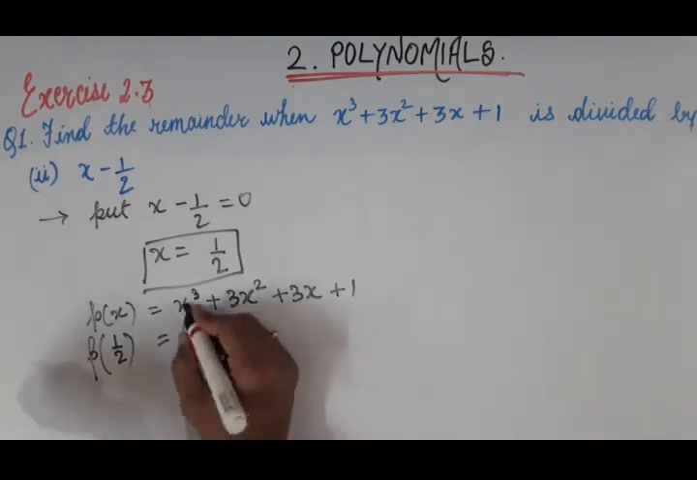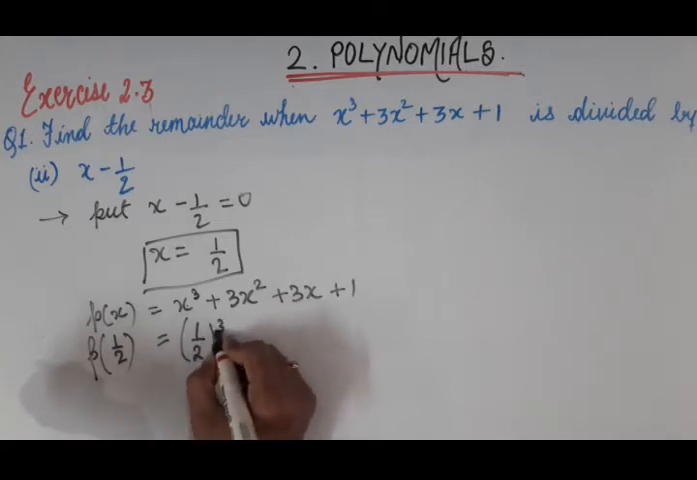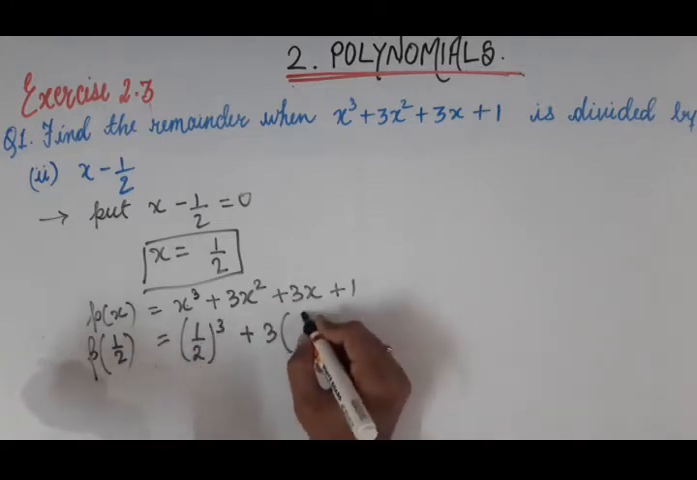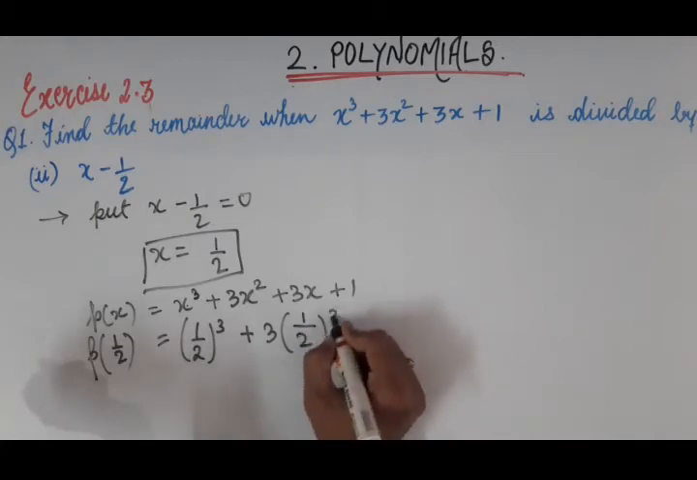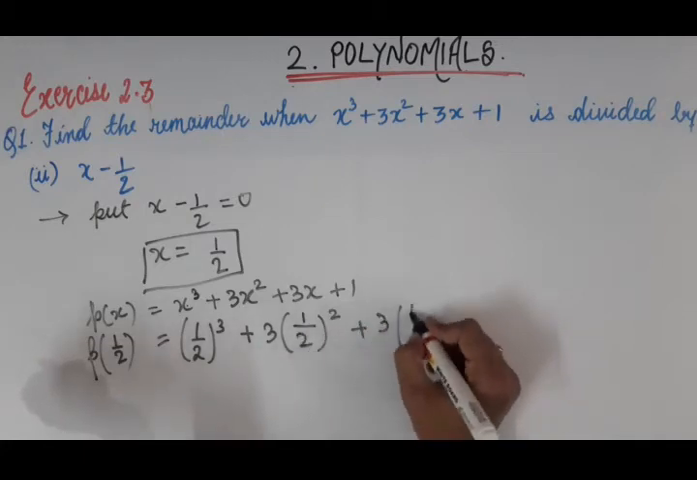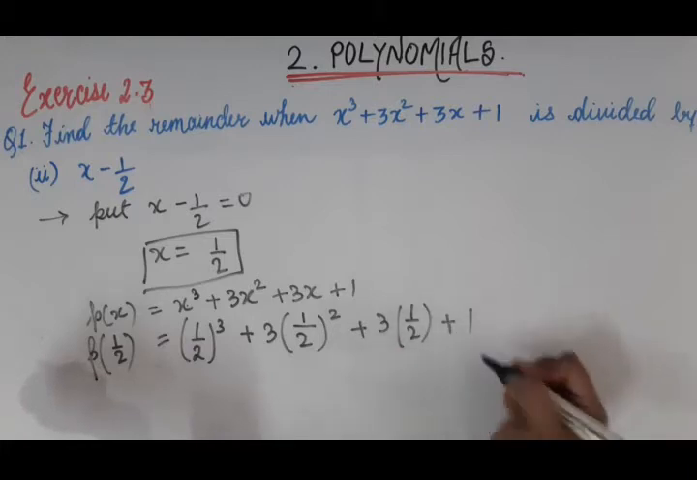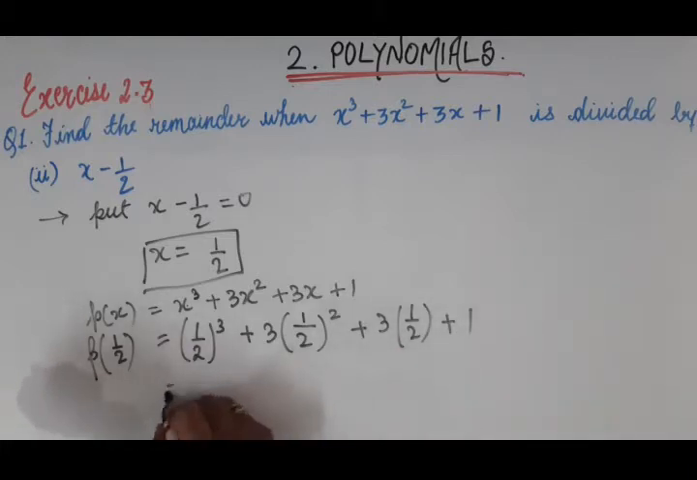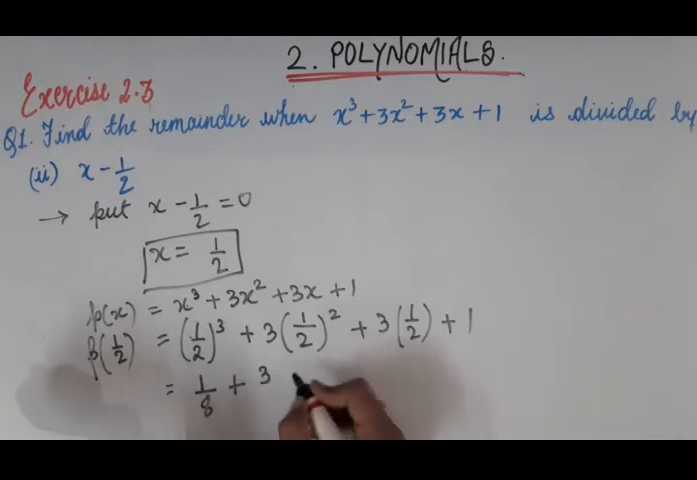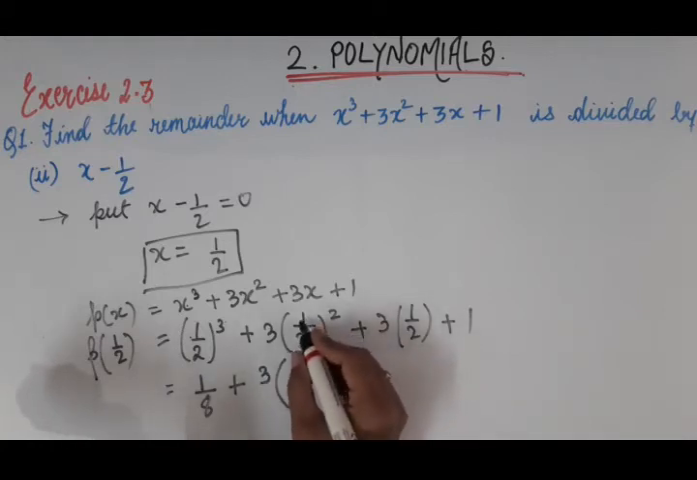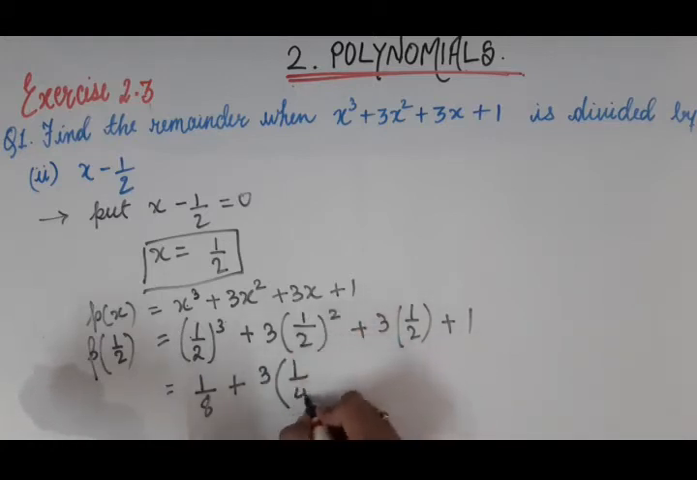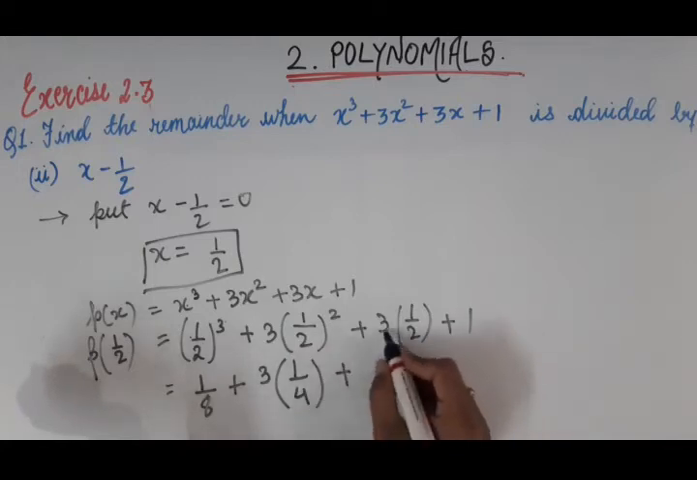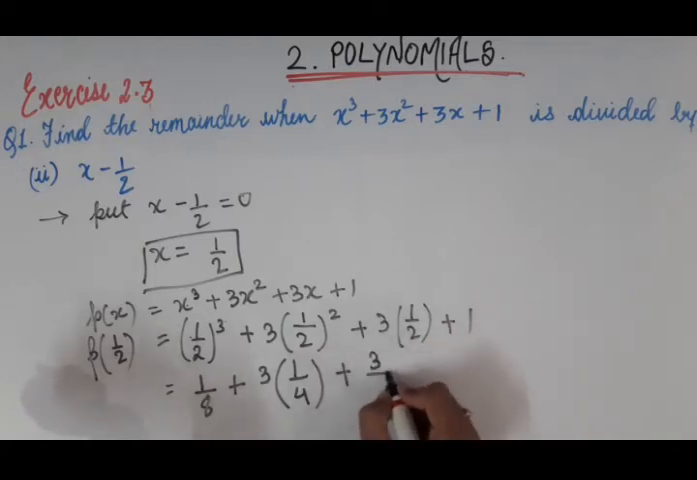So find P of 1 by 2. x cube becomes 1 by 2 cube, plus 3 into x square becomes 3 into 1 by 2 square, plus 3 into x becomes 3 into 1 by 2, plus 1 as it is. Now solve it. 1 by 2 cube: 1 cube is 1, 2 cube is 8. Plus 3 into 1 by 2 square: 1 square is 1, 2 square is 4. Plus multiply that 3 inside, you will get 3 by 2, and plus 1 as it is.